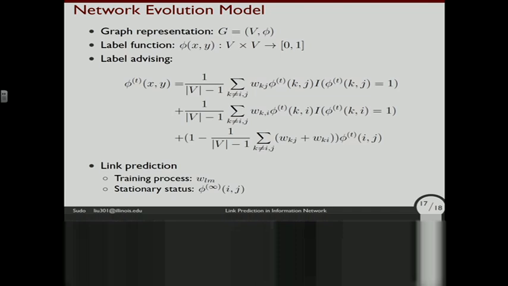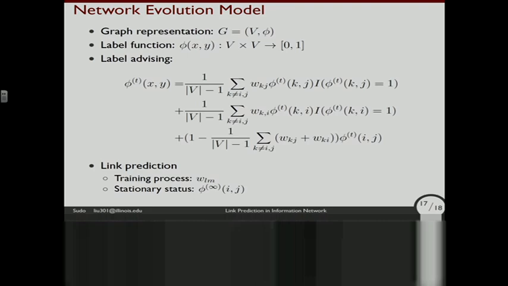The second model I will present is the network evolution model. In this model, the graphs are considered dynamic, and the graph is represented by a Markov process. The process goes like this. Each node in this graph will keep advertising its neighbor to another neighbor with some probability. When receiving an advertisement from another neighbor, the receiving node will replace its own entries with the received entries. This process keeps going on until it reaches some stationary status.